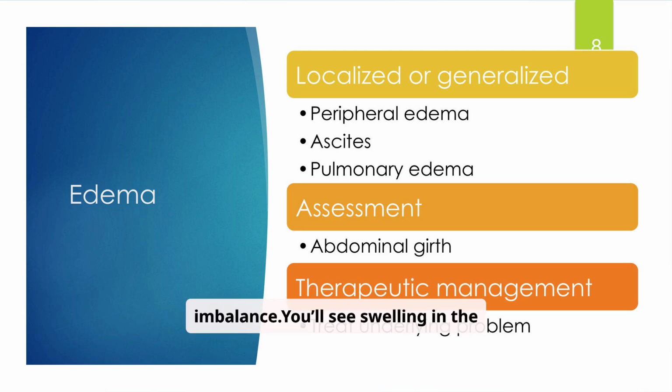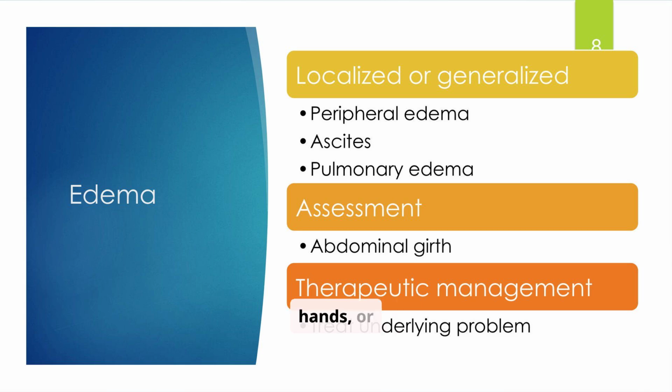You'll see swelling in the belly, ascites, hands, or face. It's not just a kidney thing. Liver failure, protein loss, or even heart problems can cause it. For ascites, track abdominal girth daily.